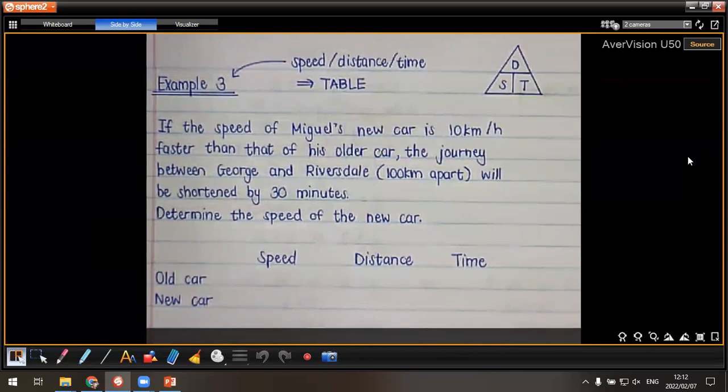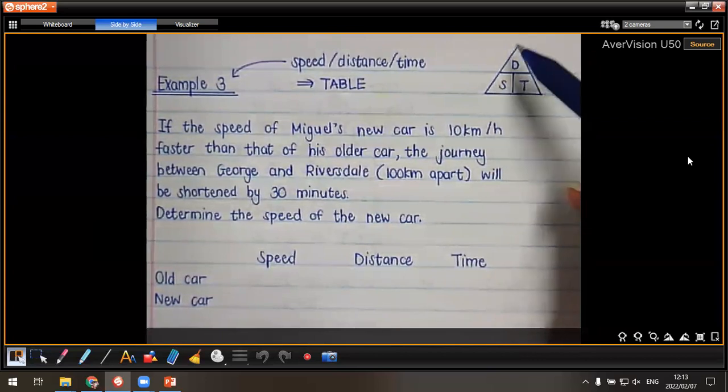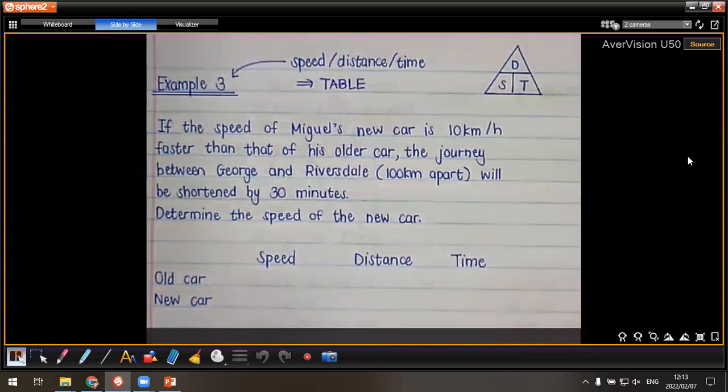But guys, what this triangle is telling you is that if you are calculating distance, you have to take speed times time. They're next to each other, right? And when two letters are next to each other, we are multiplying them together. So distance is speed times time. If you're finding speed, it's distance over time. You see that? If you need to find time, it's distance over speed. Okay, so this is a nice way of remembering all three formulas, because sometimes you have to calculate distance, sometimes you need to find speed, other times you need to find time.